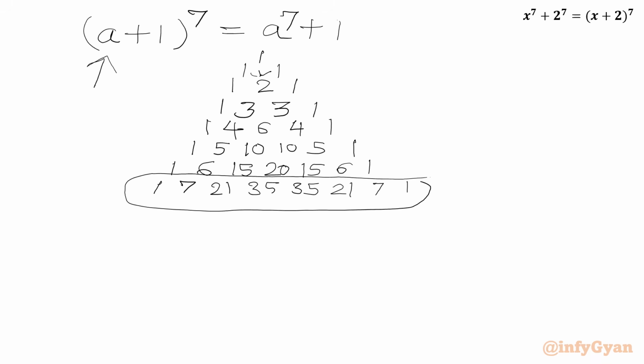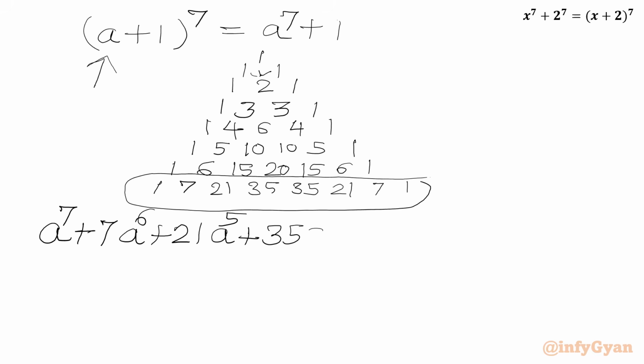So we are going to write here a power 7. Then the coefficient is 7, a power 6. Then the next coefficient is 21, we'll write with a power 5. Next coefficient is 35, we'll write a power 4. Next is again 35, we'll write 35 a cube. Next coefficient is 21, we'll be writing 21 a square. Next is 7, we'll write 7a. Last is 1, we'll be writing plus 1.